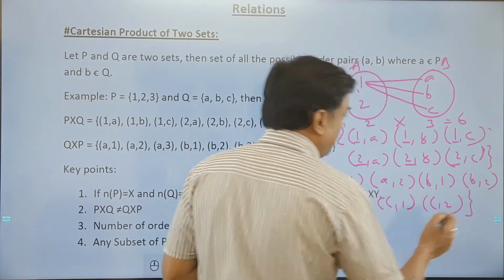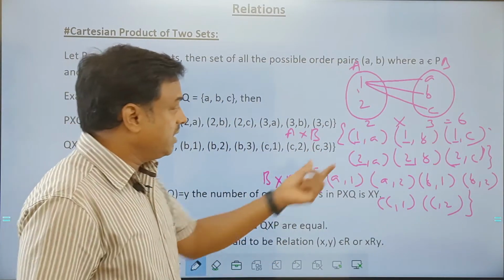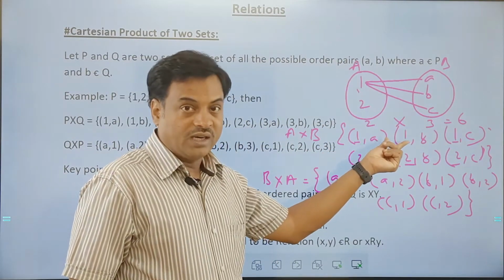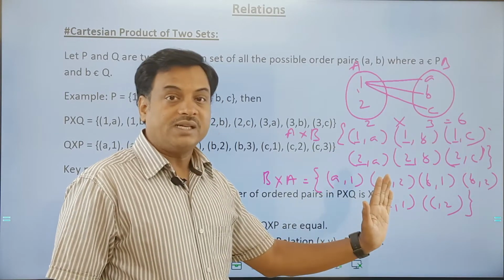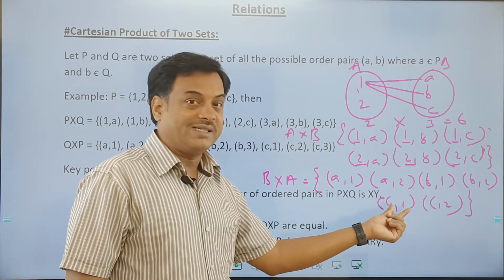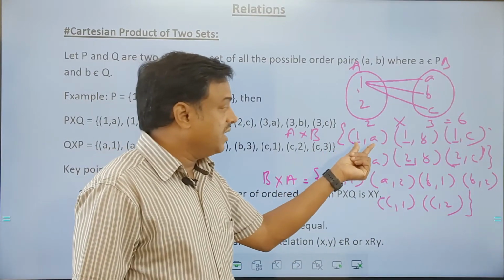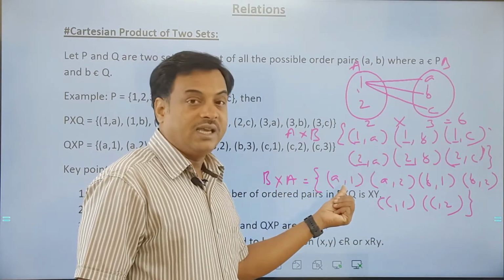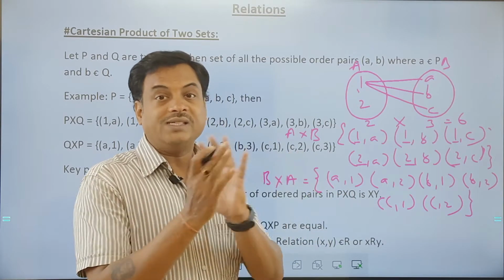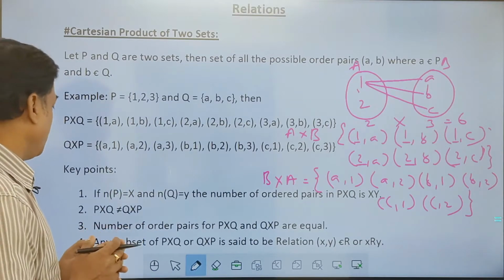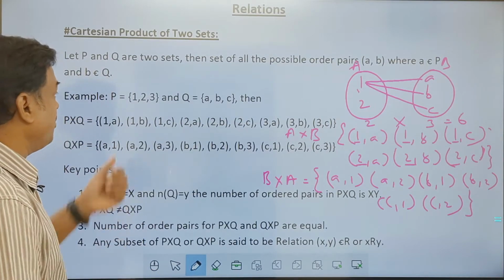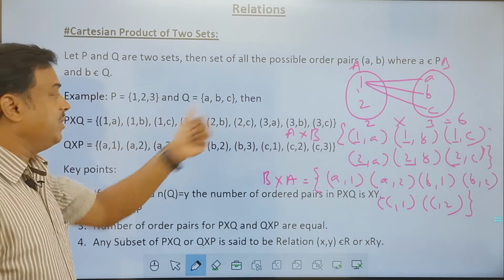The total number of ordered pairs is again 6, but the ordered pairs I got here will not be the same as the ones I get here. The number of ordered pairs is the same: here I got 6, here also I'll get 6, but the order is different. Here it is 1 comma A and here it is A comma 1. The first ordinate and second ordinate will change. So you can note some particular points about it. I have taken a similar example here, 1, 2, 3 with A, B, C.